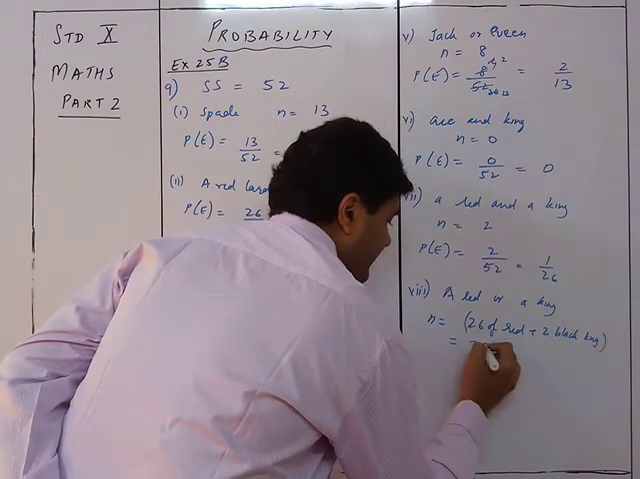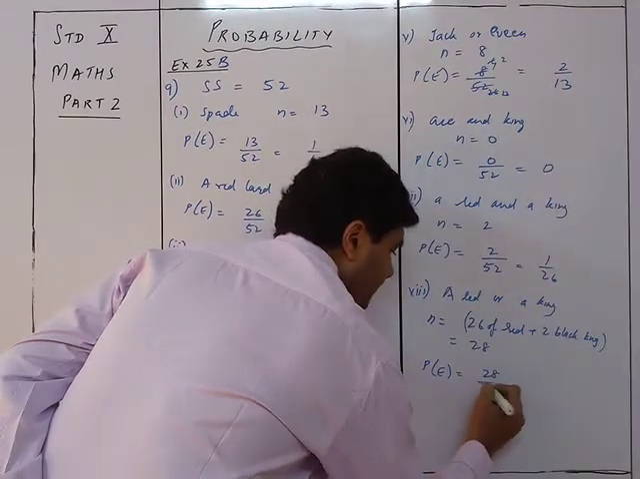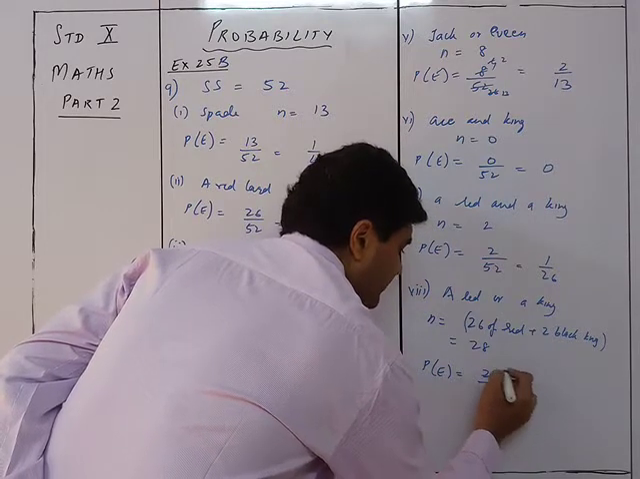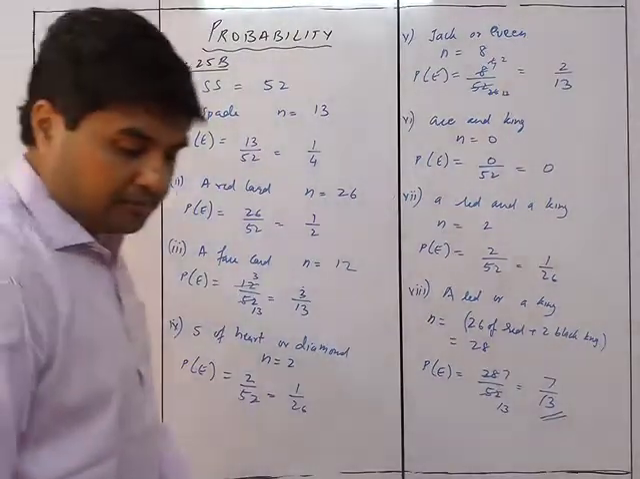So that is equal to 28. So therefore PE will be equal to 28 upon 52. So it is 7 upon 13. So that's the answer for sum number 9.